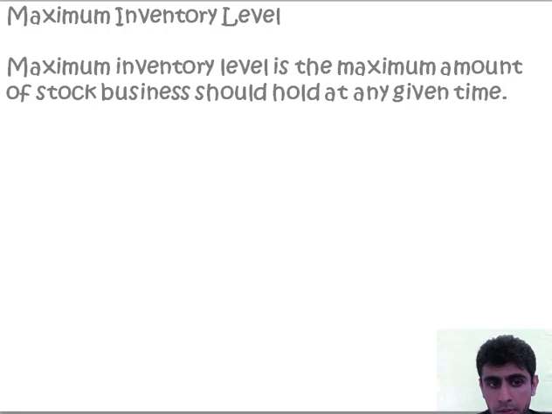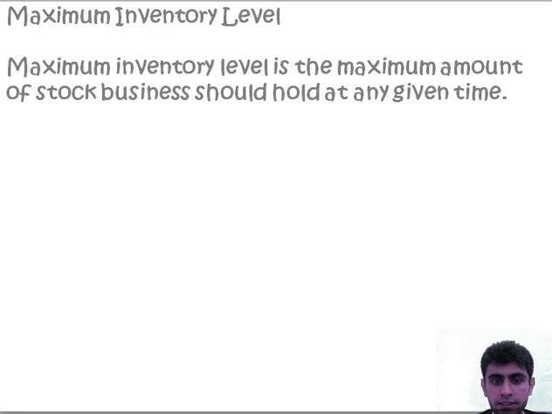So holding too much inventory means we have to pay for a bigger warehouse, so our storage cost will go up. Therefore, in order to make sure, first of all, the stock does not expire, so we can use it, and secondly, to make sure that storage cost is not excessive, we want to make sure there is a maximum inventory level. We want to make sure the business does not hold stock more than a certain amount, right? So that's what our maximum inventory level is.